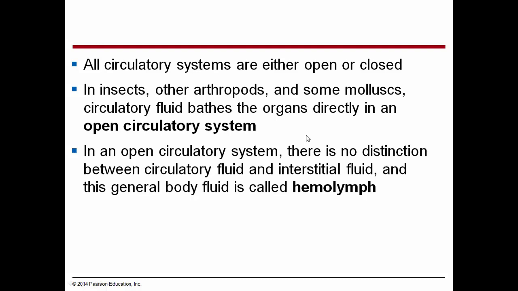All circulatory systems are either open or closed. In insects and other arthropods, crabs and lobsters and some molluscs, circulatory fluid bathes the organs directly in an open circulatory system. In an open circulatory system, there is no distinction between circulatory fluid and interstitial fluid, the fluid that surrounds the cells. This general body fluid is called hemolymph. So it's a combination of blood and lymph and interstitial fluid and circulatory fluid.